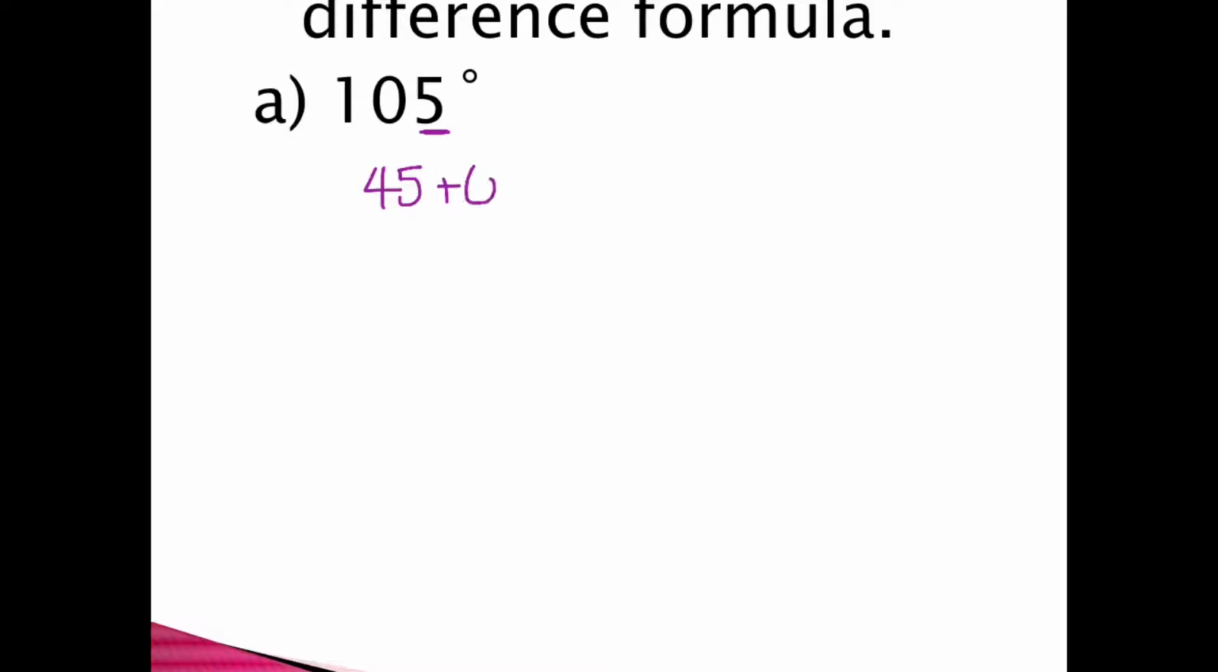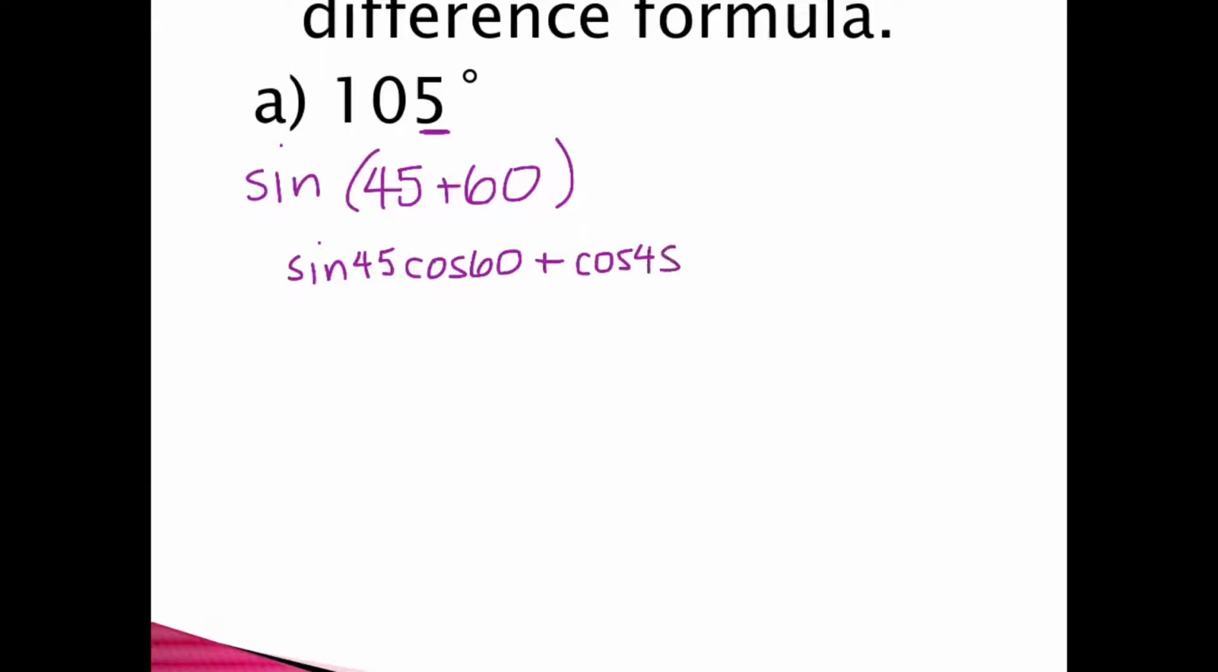So 45 plus 60 would be the sum I'm going to use. And I'm going to first find the sine of 45 plus 60. So the pattern for sine: sine, cosine, cosine, sine. Sine of 45 times the cosine of 60 plus the cosine of 45 times the sine of 60.